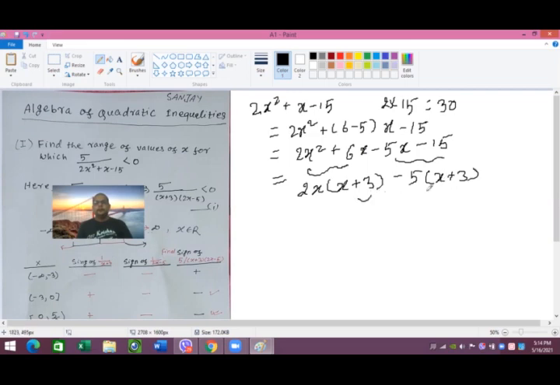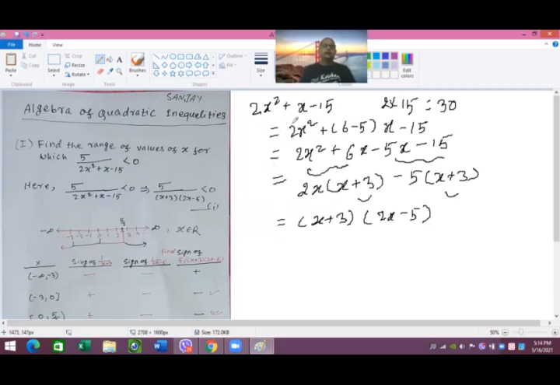Now x plus 3 is common to both terms, so you can take out this common factor, so it is x plus 3, and then 2x over here, and minus 5 is left over here. In this way we have to factorize the denominator.